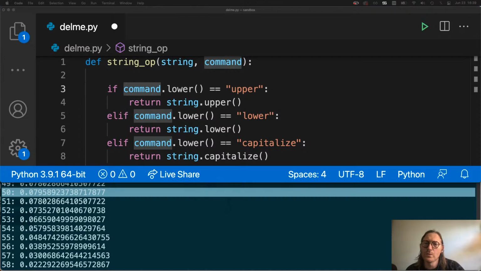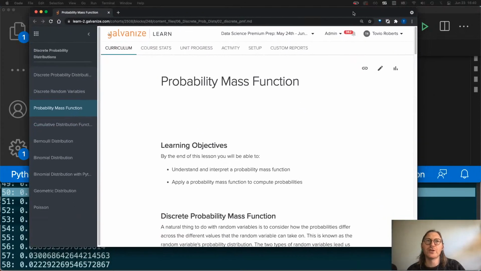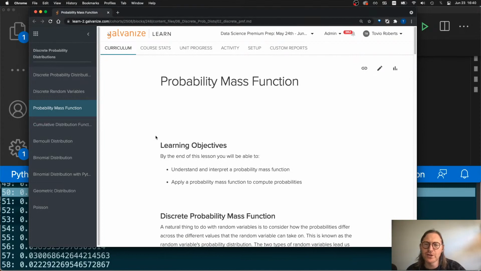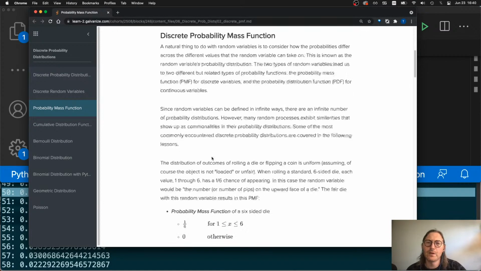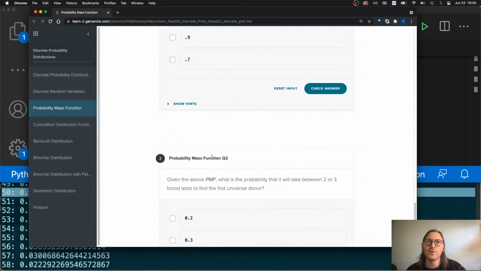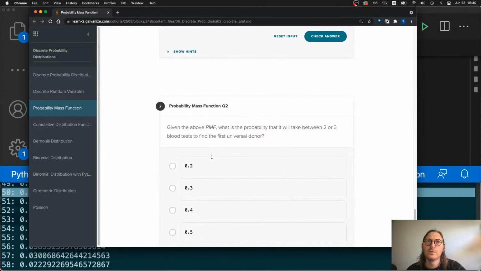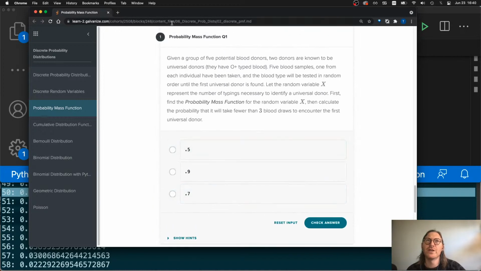Okay, why are we switching what we're looking for in the solution for number 2? Oh, okay. Sorry, this isn't in reference to a different problem. This is a new question. Okay, so we're considering probability mass functions, and the question is, let's look at number 2. Okay, so the first question is, given a group of 5 potential blood donors, 2 donors are known to be universal donors. They have O plus typed blood. 5 blood samples, 1 from each individual, have been taken, and the blood type will be tested in random order until the first universal donor is found. Let the random variable x represent the number of typings necessary to identify a universal donor.